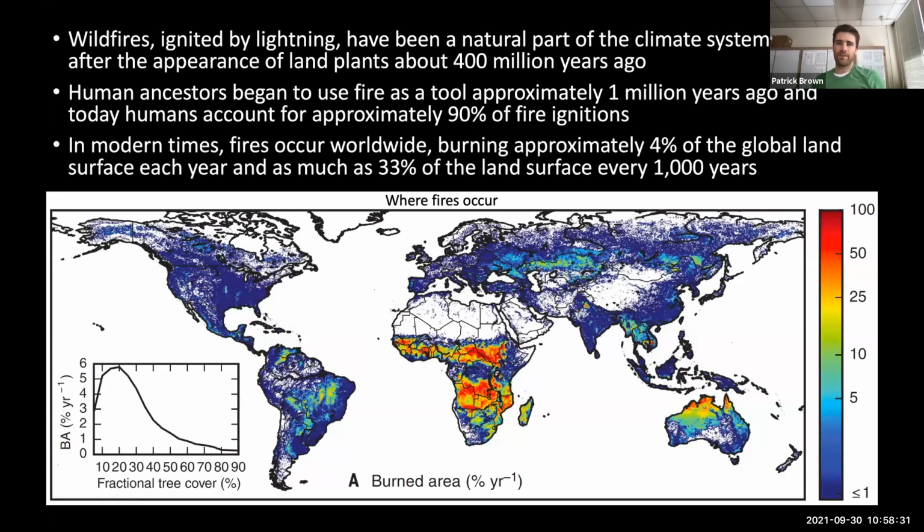And so this is a map of where fires occur annually, where this color here is showing you what percent of these pixels are burned every single year. So we see that fire is pretty prominent globally. Approximately 4% of the global land surface burns each year. And every 1,000 years, about 1/3 of the global land surface burns.